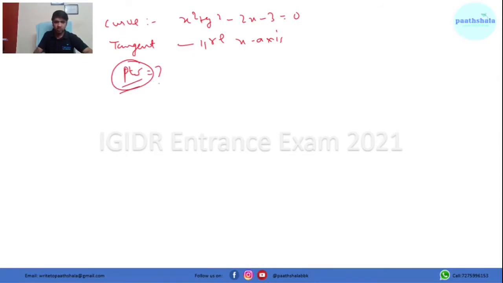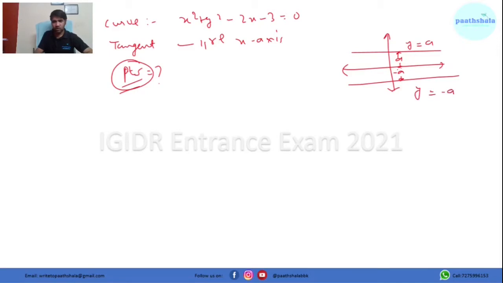Remember this thing, they are asking about the points, so we will get 2 points here. Since the tangent is parallel, any line which is parallel to the x-axis has the equation, let's say this is distance a, so this will represent y equals to a. And it can be here also. If this is the same distance minus a, this will come out to be y equals to minus a. So both the equations are possible.